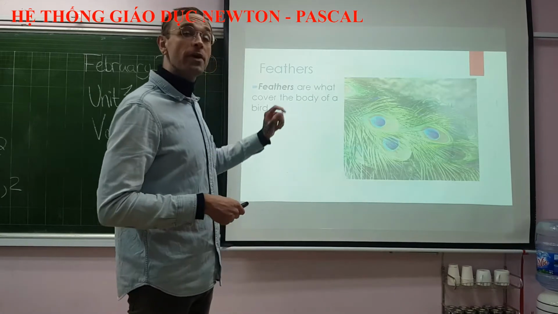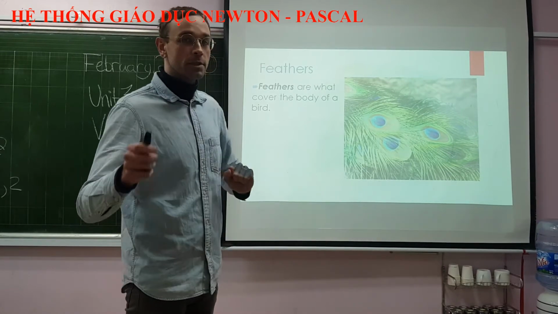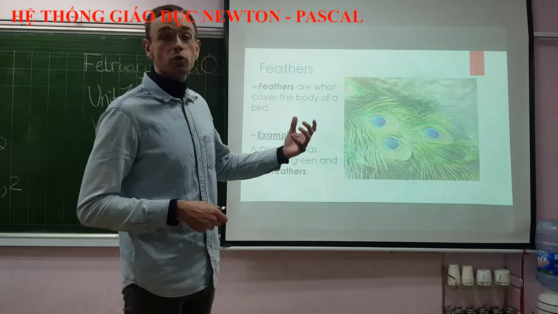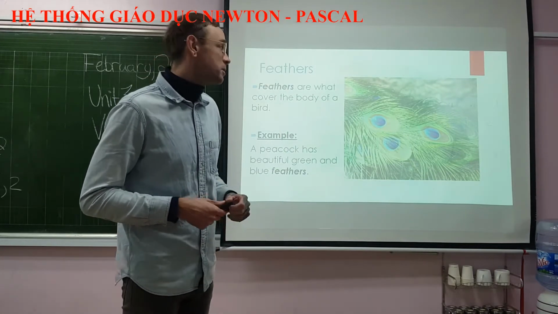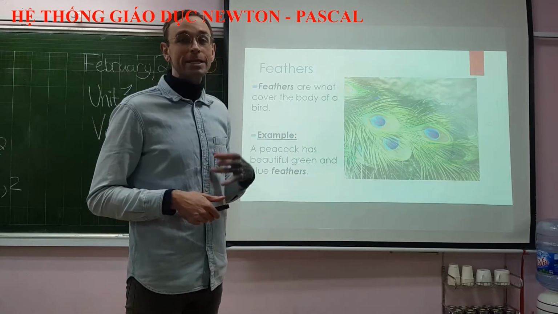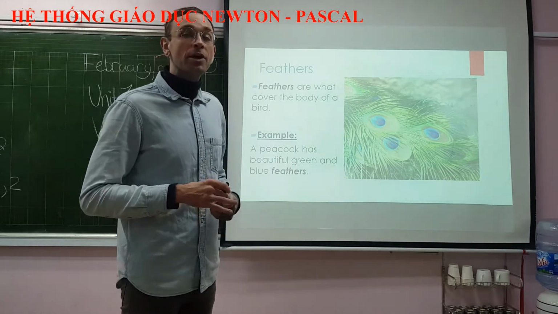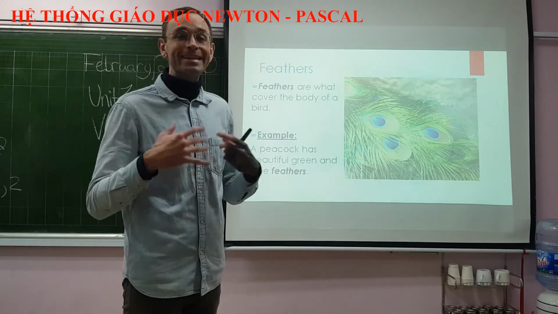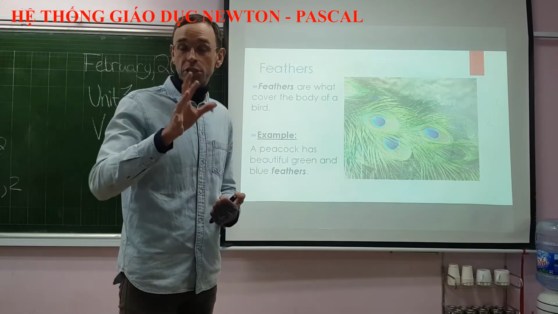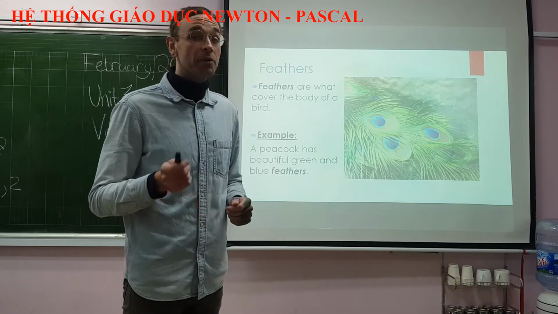Feathers cover the body of animals that are called birds. In an example, a peacock has beautiful green and blue feathers. These are feathers from a bird called a peacock, and they are quite beautiful. They are green and blue and yellow. They are also something that we call iridescent. That means when the light hits them, the color changes, and they have an effect that makes them look like they're shining. They are very beautiful feathers.